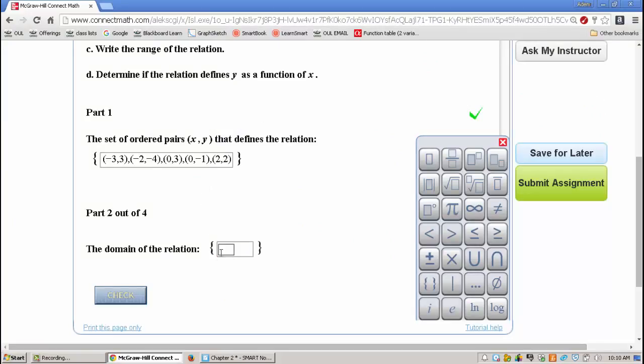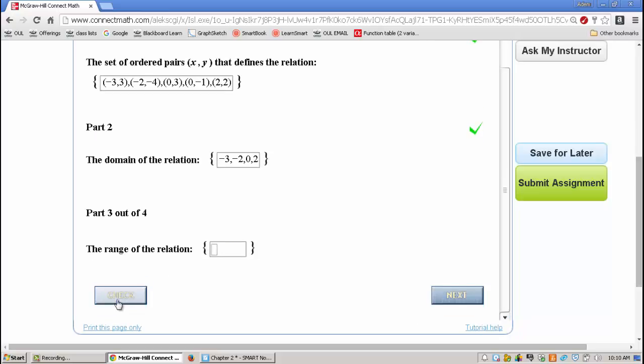Okay? Negative 3, negative 2, 0, and 2. Although you have 5 different points on the graph, unfortunately we have only 4 values in the domain because of being a non-function. It's a relation only, it's not a function. There is one dot going into two range values.